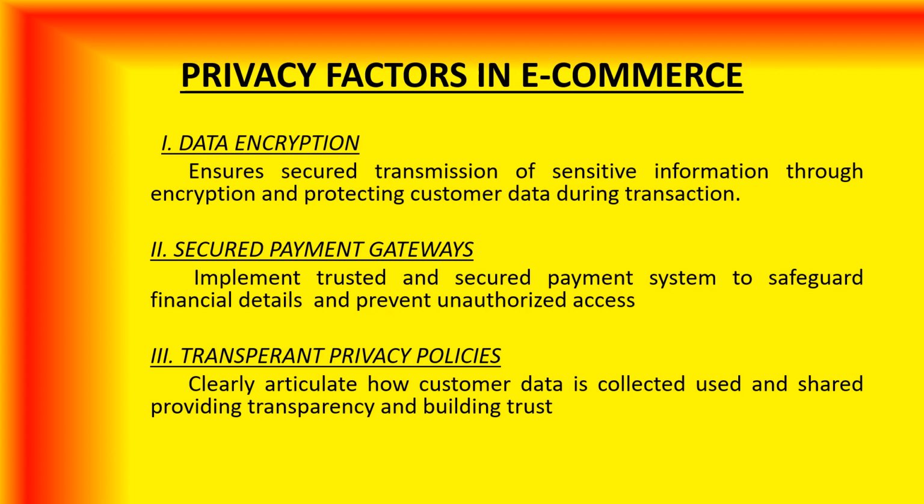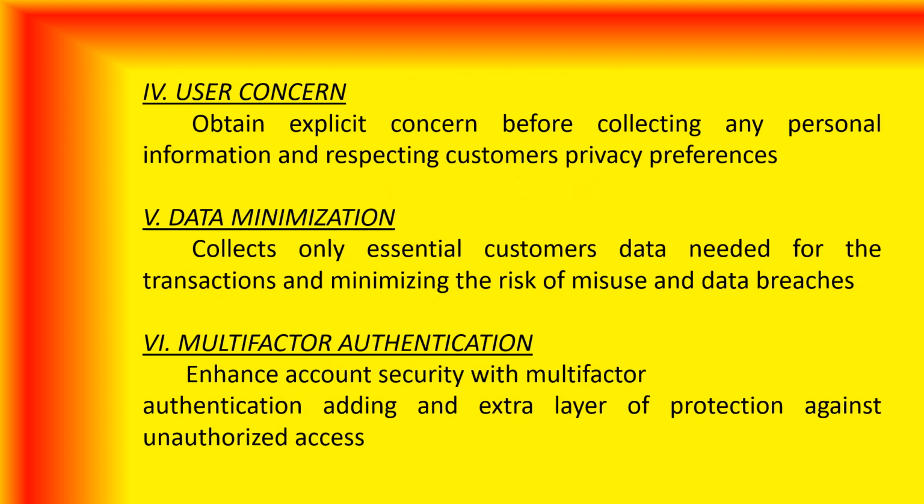Next comes transparent privacy policies, which means clearly articulating how customer data is collected, used, and shared, providing transparency and building trust. The next privacy factor in e-commerce is user consent. Obtain explicit consent before collecting any personal information and respect customers' privacy preferences. Next comes data minimization, which collects only essential customer data needed for the transaction, minimizing the risk of misuse and data breaches.